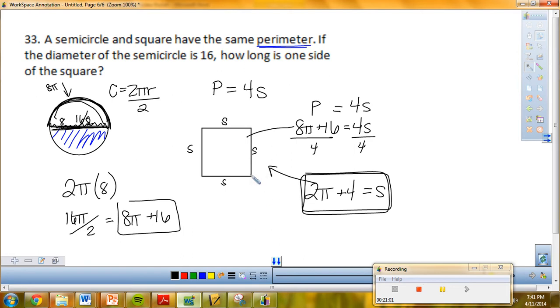Alright, so it is using both formulas for circles and squares and having to know how to use the sides and the measurements of one to find that perimeter so that you can use the perimeter to find the sides. So you're kind of working backwards to work forwards.